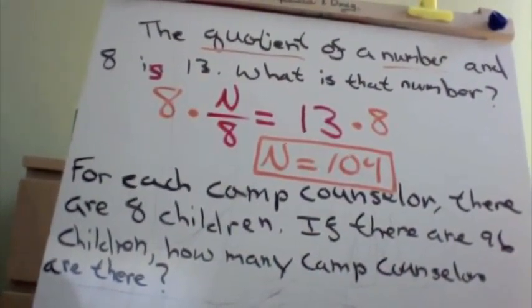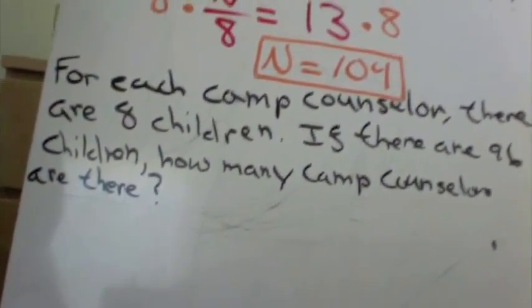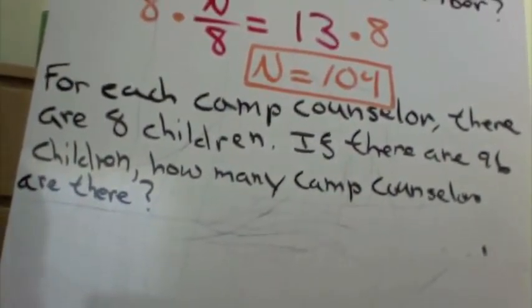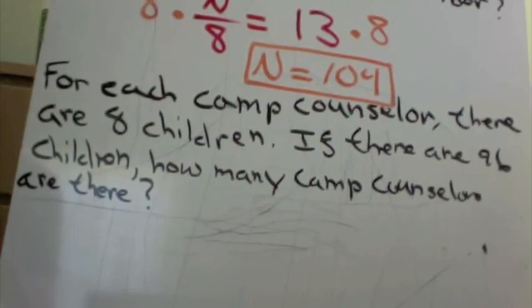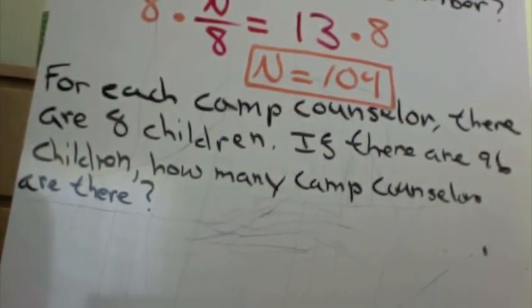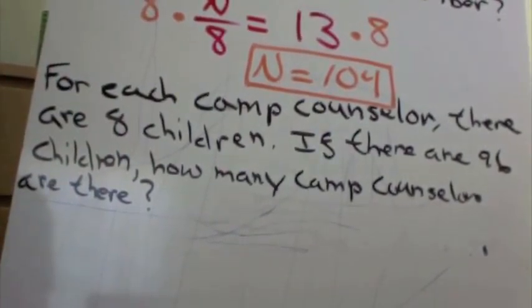Okay. Now for the second problem, which is more like part B, we have to decipher a little bit more. It says for each camp counselor, there are 8 children. If there are 96 children, how many camp counselors are there? Okay. So what they're saying is that for each one counselor, there are 8 kids.